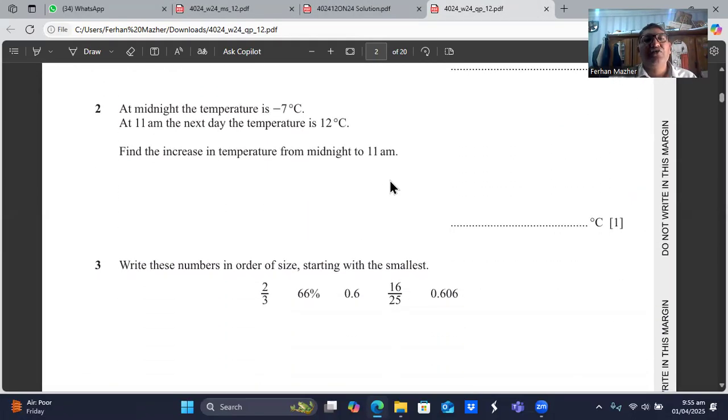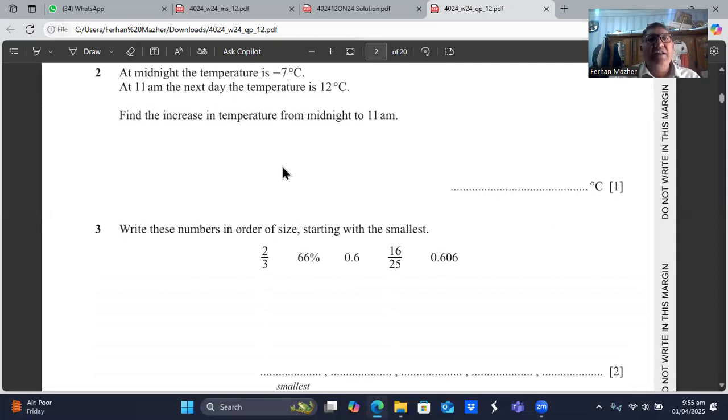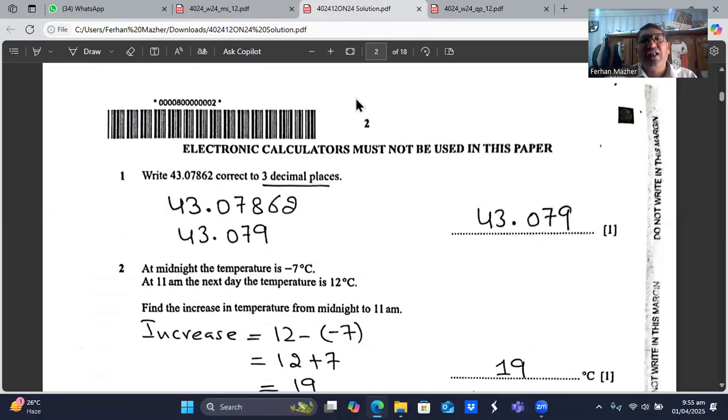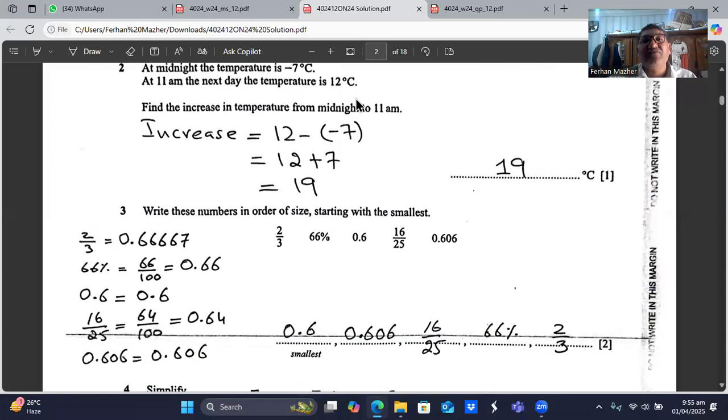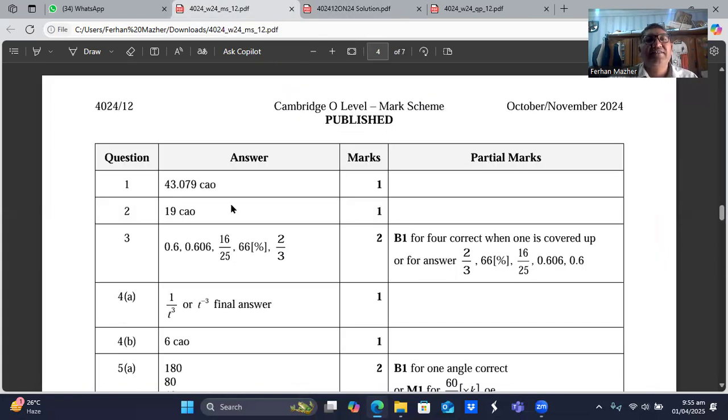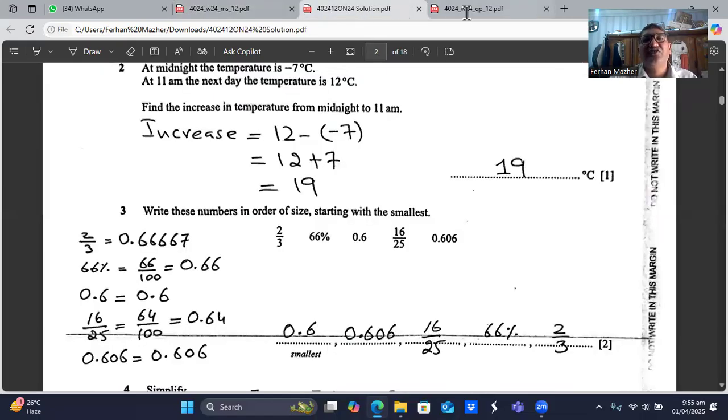Question number 2. At midnight, the temperature is -7 degrees centigrade. At 11 a.m. the next day, the temperature is 12 degrees centigrade. Find the increase in the temperature from midnight to 11 a.m. So the final temperature is 12 degrees centigrade. The initial temperature is -7. So the change in the temperature will be the final temperature minus the initial temperature. So it will be 12 minus -7. It will become 12 plus 7, and that will be 19. So the answer is 19. This is how this is done.